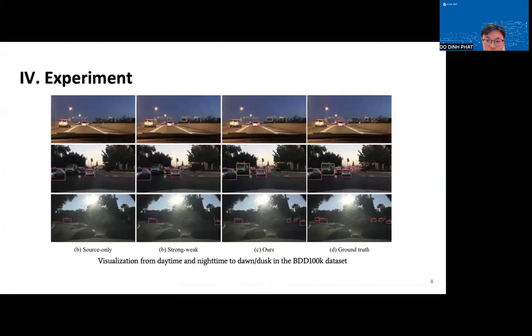This page shows the visualization of the MSDA method from daytime and nighttime to dawn and dusk in the BDD100K dataset. Source only means the method uses only the source data to train. Ground truth is the label of the example. This is the strong-weak and MSDA method. We see the source only method cannot predict objects exactly, but the MSDA method has a good prediction and is like the ground truth.